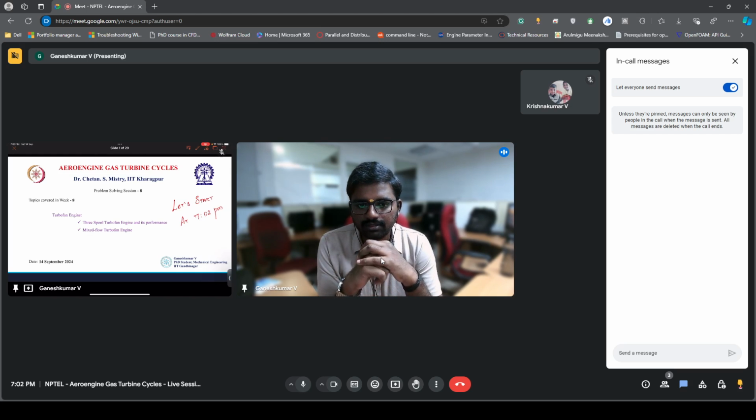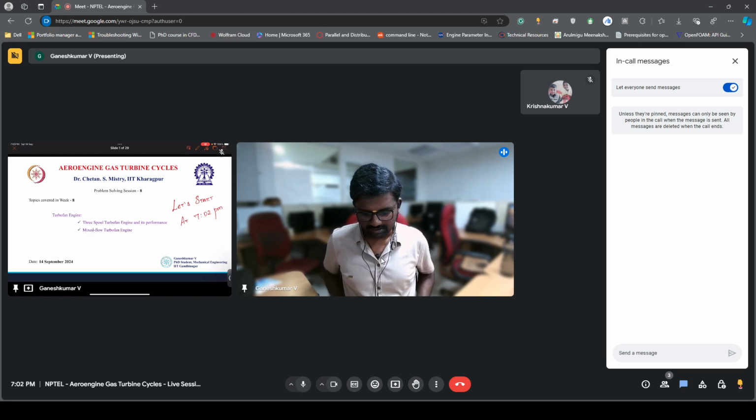So this week, what we saw during the lectures was about the three-spool turbofan engine and its performance, and also the mixed flow turbofan engine. These are the main things that we saw. And also, additionally, some different turbofan configurations. So today's problem is going to be related to that. It will be mostly the three-spool turbofan engine, and we will study the effect of certain parameters which we actually didn't go through in detail during the lecture.